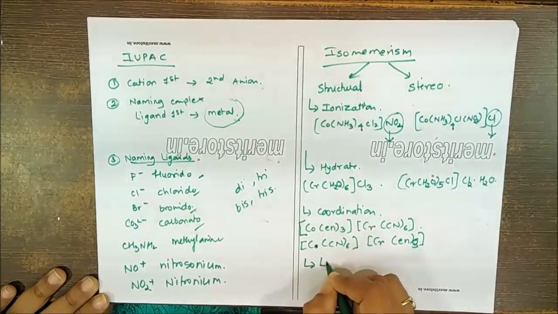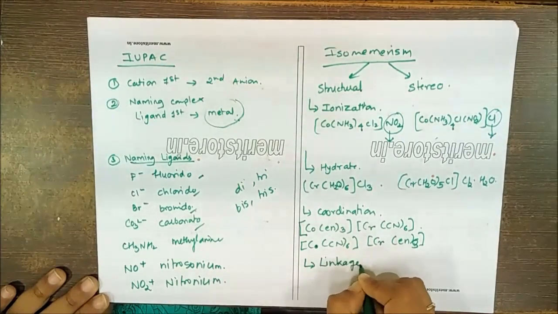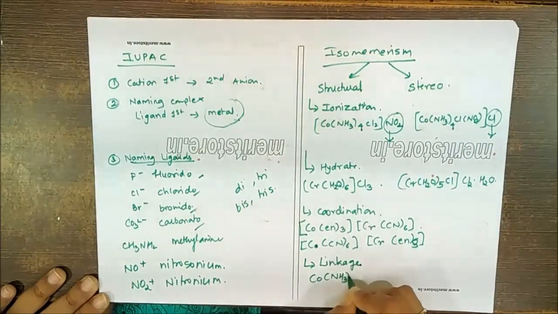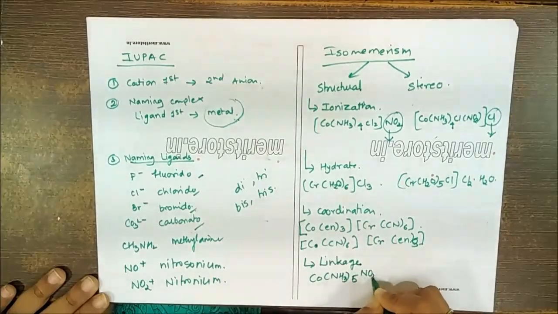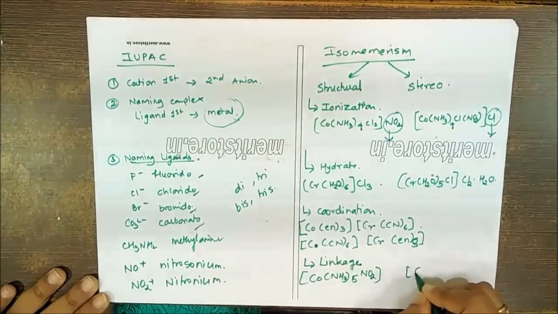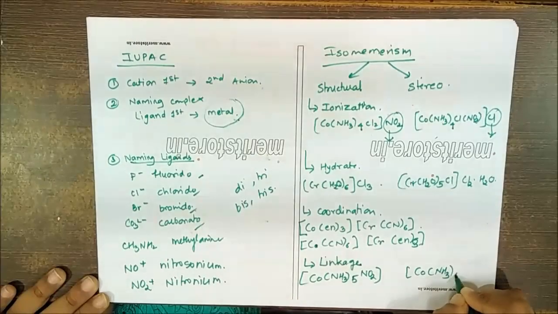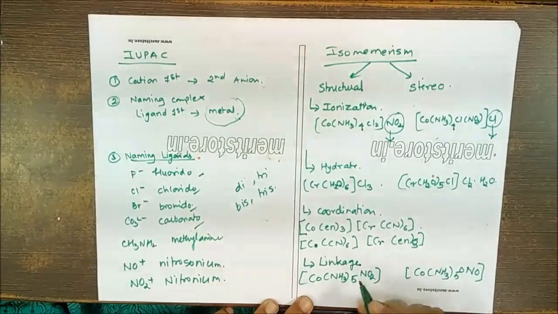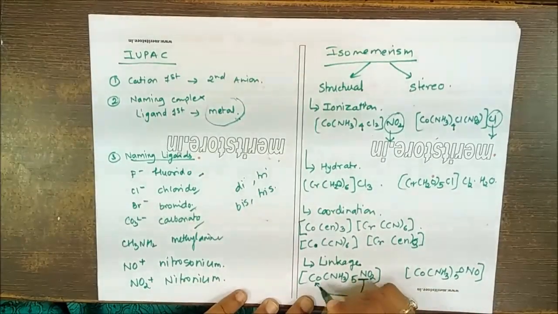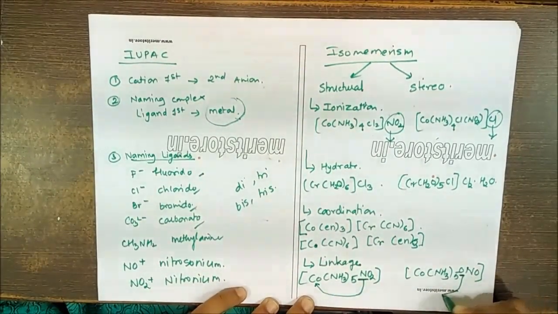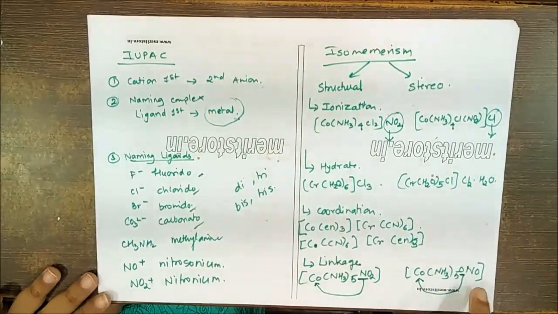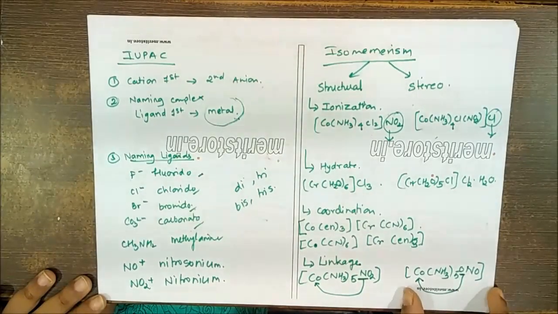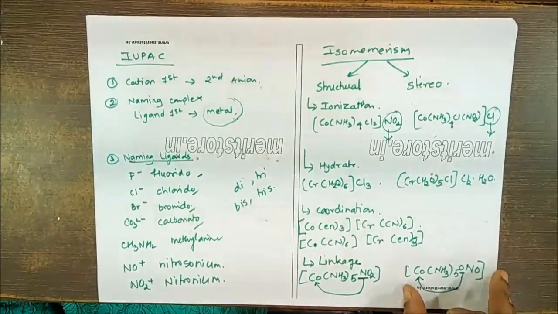Also, the fourth type is linkage isomerism. In case of linkage isomerism, let's say cobalt is complexed with ammonia five times and NO2, and this is Co(NH3)5ONO. Now in these two complexes, the molecular formula is the same, but here the donor atom towards the cobalt is nitrogen, while here the donor atom towards the cobalt is oxygen. So the ligand is the same, but the donor atoms acting over here are different. That's why we call them linkage isomers.